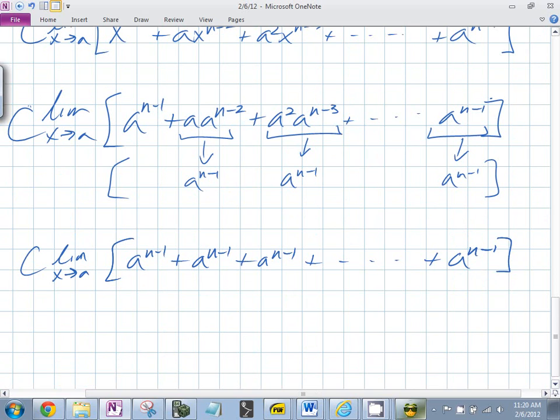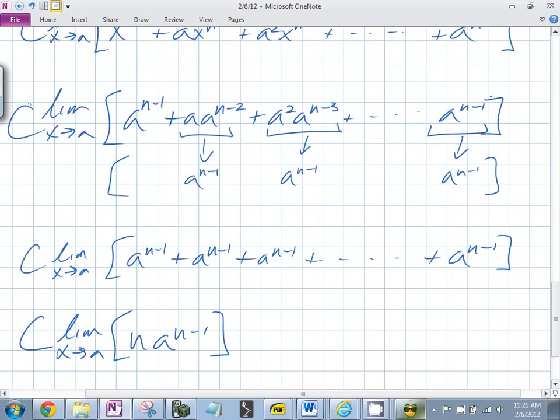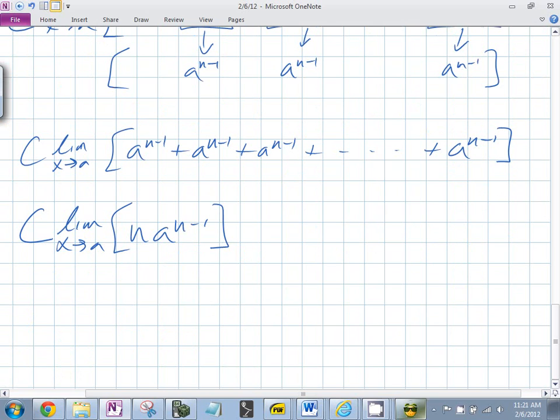So if you have n of them, what's another way to write this big sum? C times, there's n, a to the n minus 1. Does n revolve around x or a? No. Exactly. And we already took out the limit, right? Do we even need the limit anymore? We made the substitution. So what's our final answer going to be? Cn a to the n minus 1.